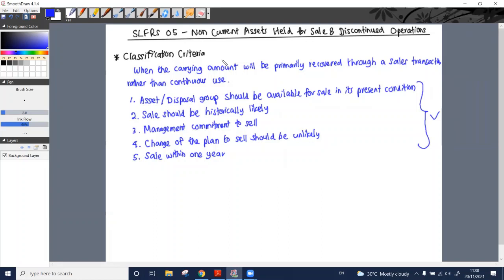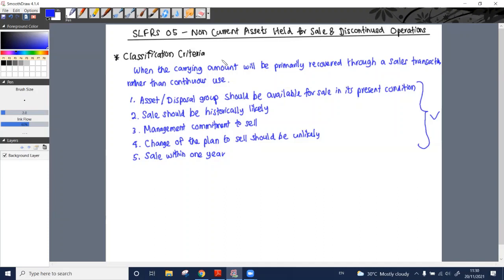So that is the classification criteria. These five conditions need to be met in order to recognize a particular non-current asset as a non-current asset held for sale. Right? The asset or the disposal group should be available for sale in its present condition. The machine should be saleable as it is now. Sale should be highly likely. There should be potential buyers.